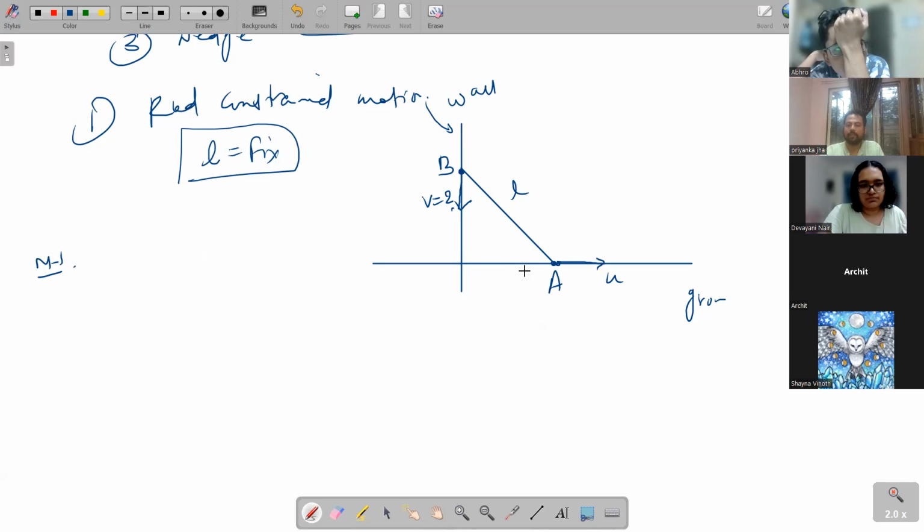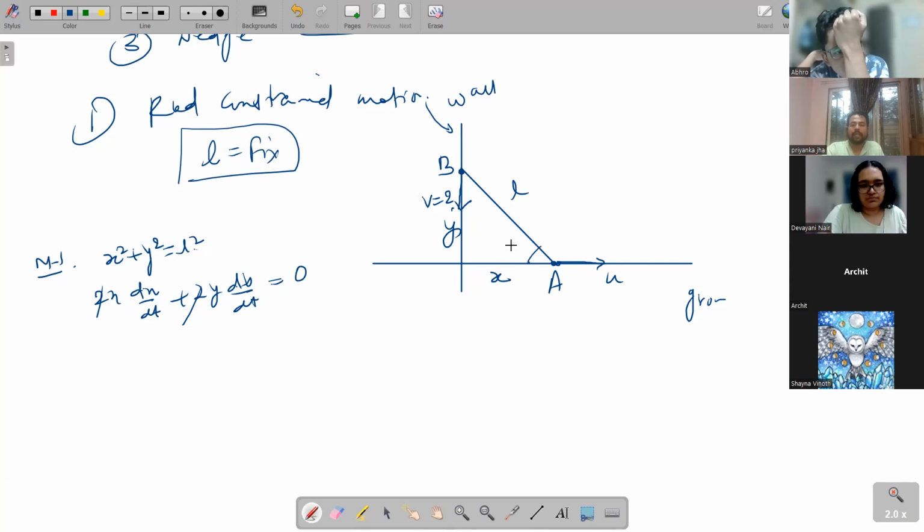Now, method 1. At any moment t, let's assume that this distance is x and this distance is y. So use Pythagoras: x squared plus y squared equals L squared. Just differentiate this with respect to time. 2x dx by dt plus 2y dy by dt, and L is constant because the length has to be constant. So 2 and 2 cancel.